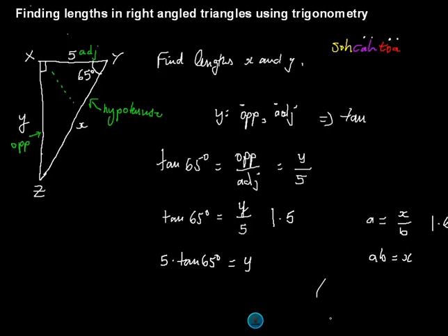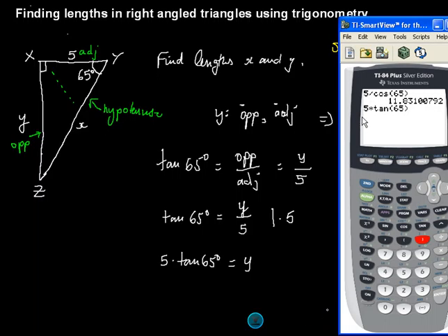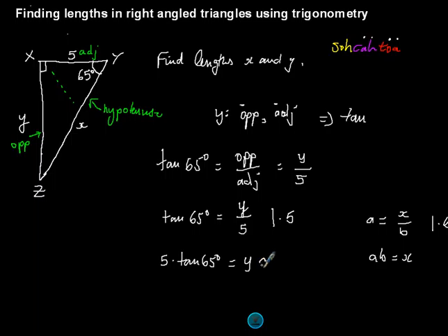Let's get this on the calculator. 5 times tan 65 degrees, press enter, and I'm getting that y is approximately 10.7. Right, and now I've calculated the length of y and the length of x.